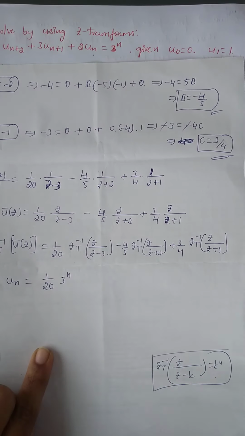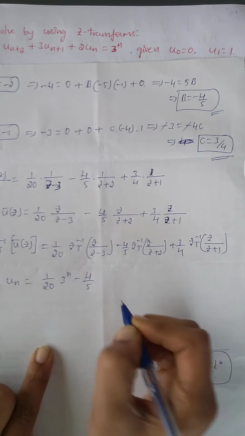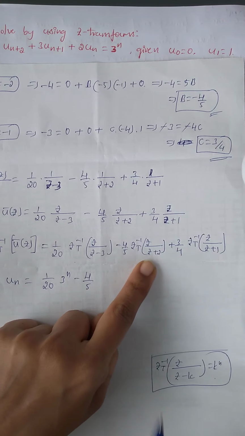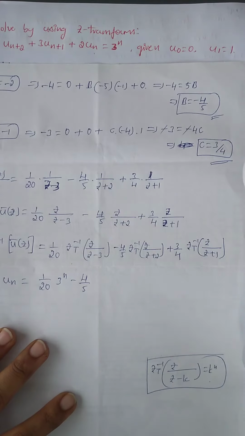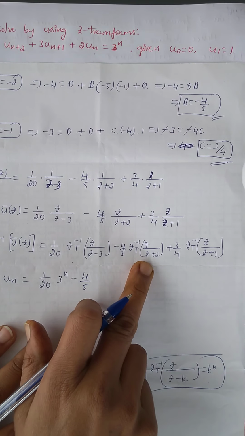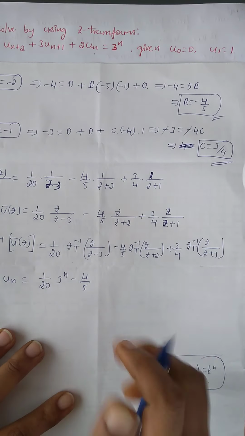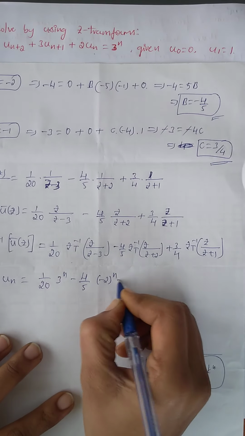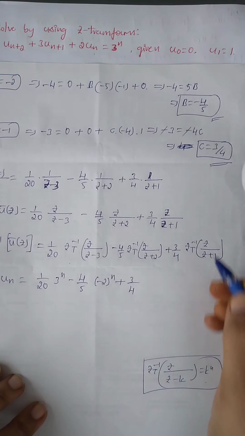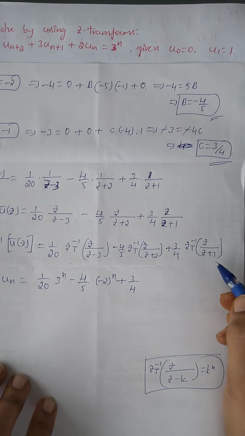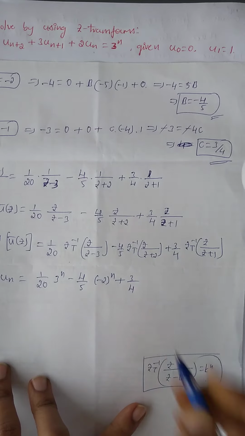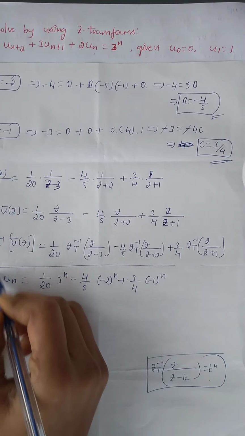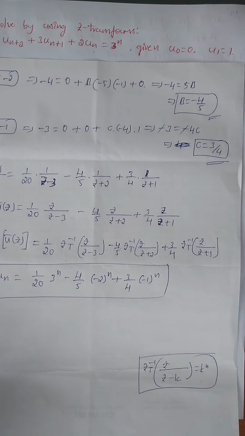Then minus 4 by 5, and z by z plus 2. Here k is equal to what? Minus 2, because plus 2 we can write as minus of minus 2. Therefore k is equal to minus 2, and we write minus 2 to the power of n. The last term is 3 by 4 times z by z plus 1. Here also plus 1 we can write as minus of minus 1. This implies the k value is minus 1. This is the final solution for this difference equation.